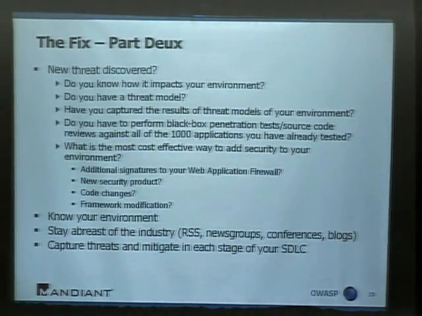The next fix is to keep abreast with what the threat landscape is. It is changing. There was a talk that was supposed to have been conducted today about clickjacking, which is presumably a new threat. Now, how is that going to impact your environment? Unless you capture the results of your security program in a manner that you can analyze, it'll be difficult for you to look at a new threat and see how it impacts your program.